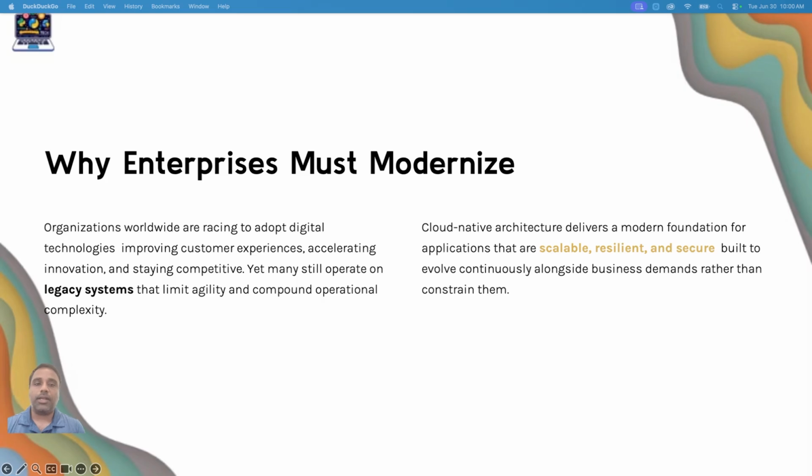So cloud native architecture is not about putting your old legacy systems or applications in the cloud. It's about building a modern foundation: applications that are scalable by design, resilient by default, and secure from the ground up. And critically, they are built to evolve continuously alongside your business rather than becoming the next legacy bottleneck.